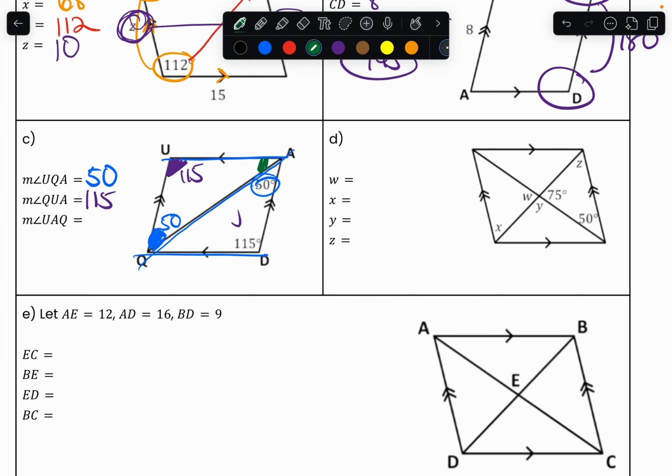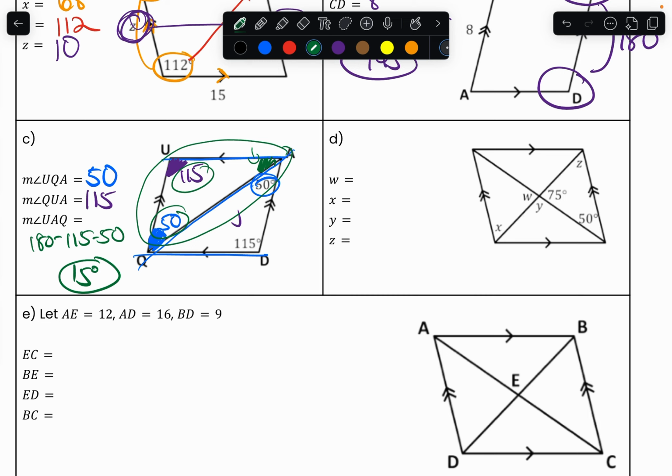Now if you look at this right here, it is a triangle, right? And I know all my angles inside my triangle must sum up to 180. So if I know two of the angles are 115 and 50, to find my missing angle right here, I'll just do 180 minus 115 minus 50, and this will give me my angle measurement right here as 15 degrees.